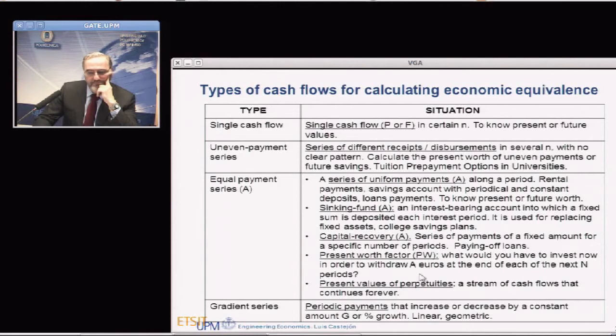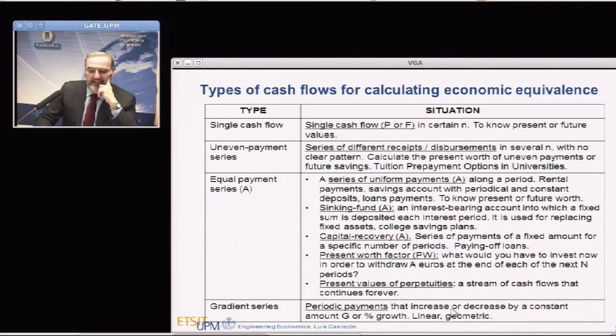during the next 12 months 600 euros per month. Another kind of cash flow, a particular case, is the present value of perpetuities. What is a perpetuity? A perpetuity is a stream of cash flow that continues forever, so it never ends. And the gradient series we are not going to see because they are quite complex, and we can use Excel to reproduce that kind of gradient series.